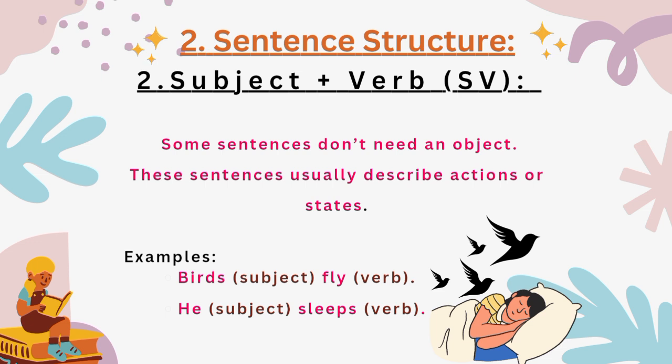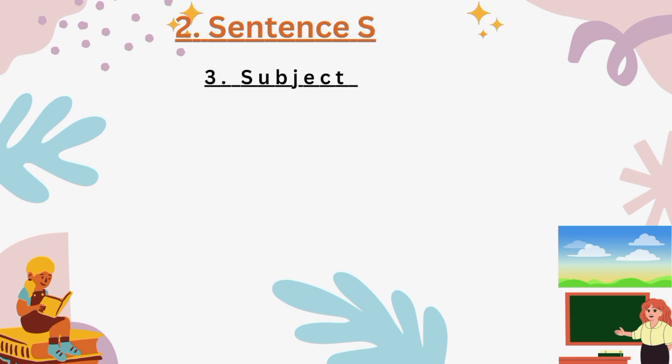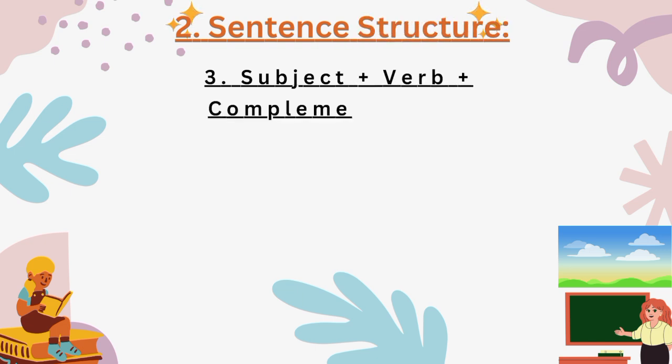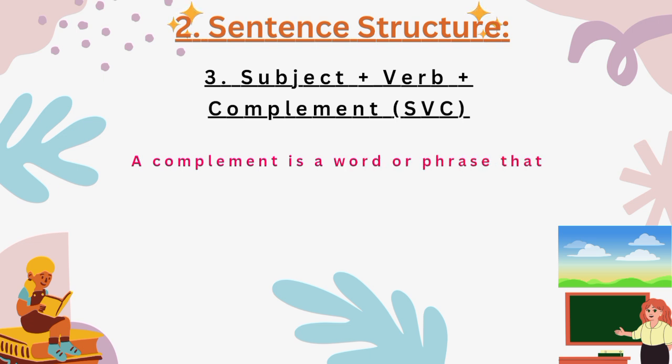Next example is he sleeps. In this example, he is the subject because he is the one who is in the state. Sleeps is the verb because it describes the state he is in. There is no object because sleeping doesn't affect anything else directly. I hope you understand it.